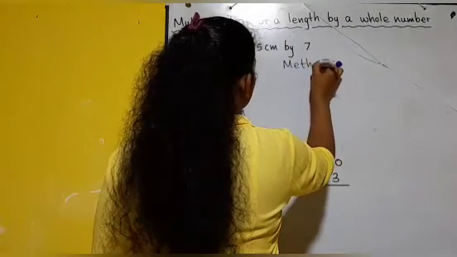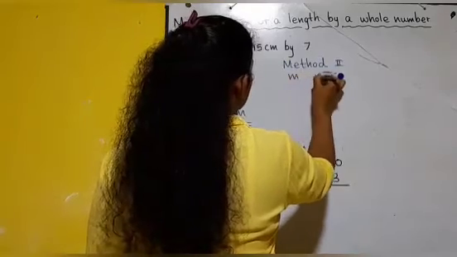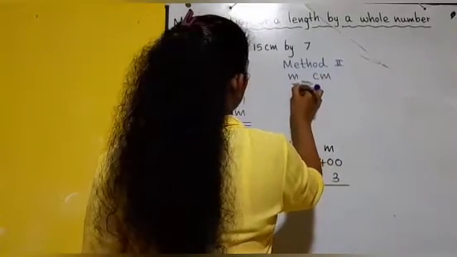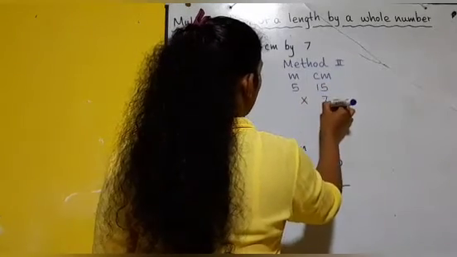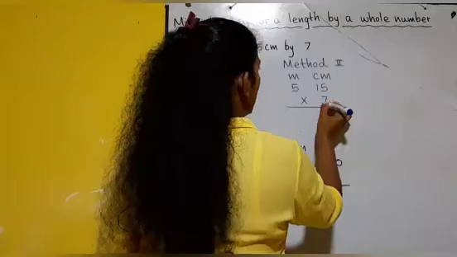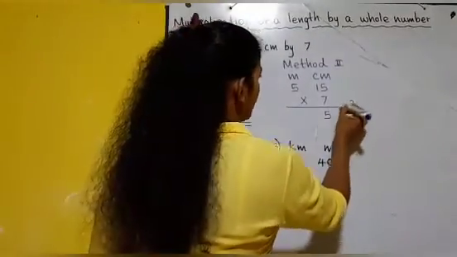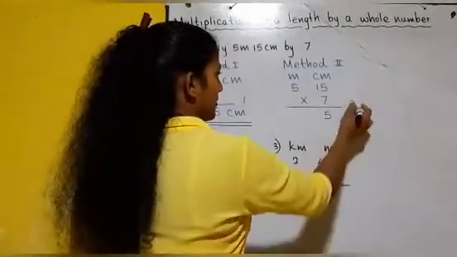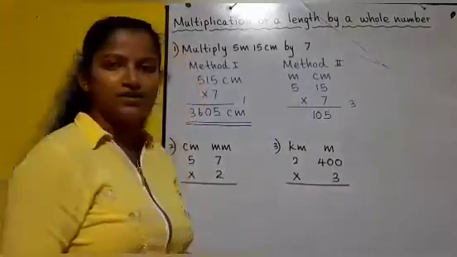Method 2. Meters, centimeters. 5 meter, 15 centimeter. Multiplying by 7. 7 times 5 is 35. 3 is remaining. 7 times 1 is 7. 7 plus 3 is 10. We have taken 105 here.